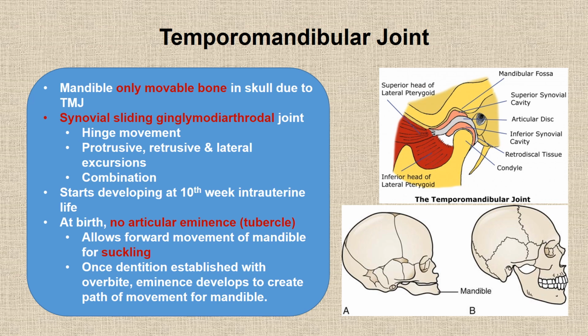Now, the temporomandibular joint starts developing at the 10th week of intrauterine life. At birth, there is no articular eminence. Now, why is this so? Because this allows forward, horizontal movement of the mandible to enable suckling. Once the dentition is established and there is an overbite, an eminence develops to create the path of movement for the mandible.